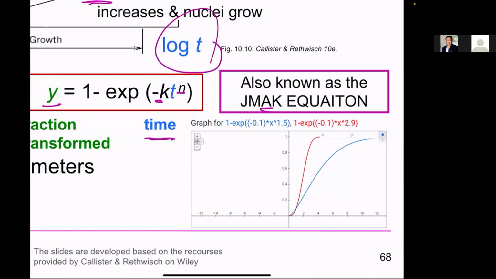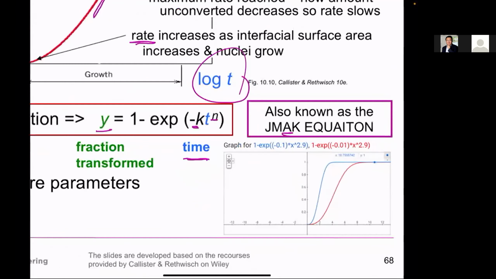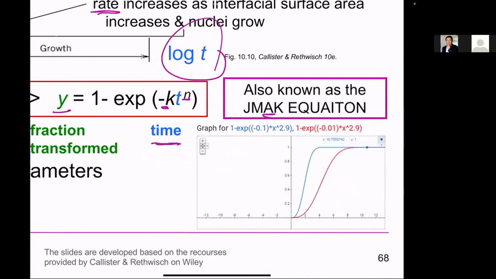So if you have a higher N, you could imagine your transformation rate is much faster than if you have a lower N, right? So 2.9 is much bigger than 1.5. And if you fix your N, here we have both 2.9, and this was the initial 2.9 with the K parameter of 0.1. And the red one is with the parameter of 0.01. You can see the slope was changed a little bit, but was not as extreme as with the N. So the N is changing your slope dramatically.